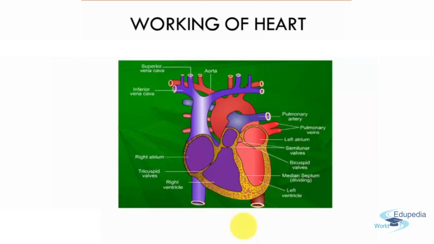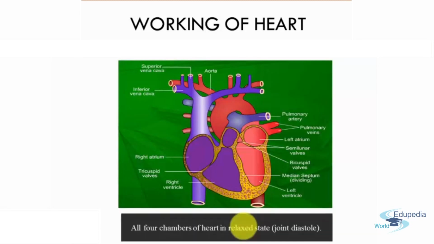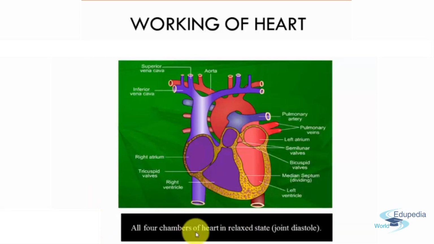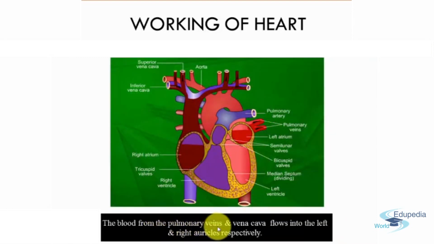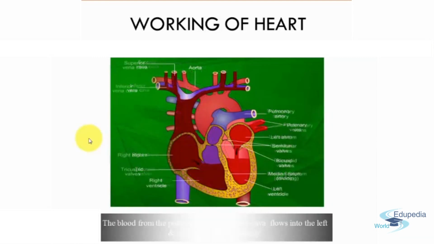So let's begin. The first step is that all four chambers of the heart are in the relaxed state. This state is also known as joint diastole. Then blood from the pulmonary veins and vena cava flows into the left and right auricles respectively. See in this figure that from the vena cava the blood is flowing to the right auricle, and from the pulmonary veins the blood flows into the left auricle. So this was the second step.